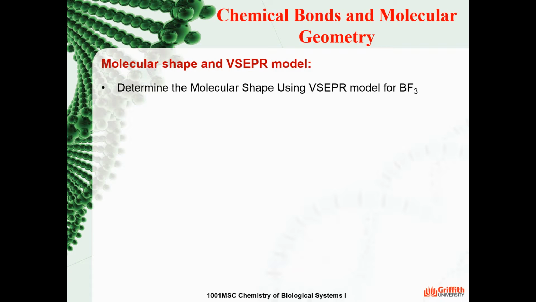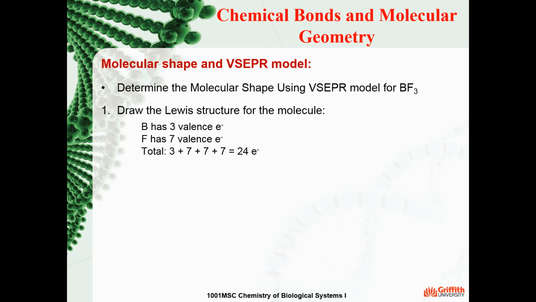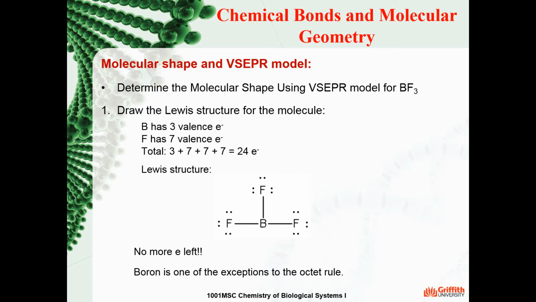The third example is to determine the molecular shape and polarity for the BF3 molecule. First, the Lewis structure. Boron has 3 valence electrons, fluorine has 7 valence electrons. So in total we have 3 plus 7 plus 7 plus 7, which is equal to 24 valence electrons. We put the boron in the center and the fluorines around it. We have 3 bonds, so that's 6 electrons. We needed 18 electrons to achieve the octet on the surrounding fluorine atoms. So we don't have any more electrons. However, the boron has 6 electrons around it. Remember, the boron is one of the exceptions to the octet rule, and it only needs 6 electrons around it.